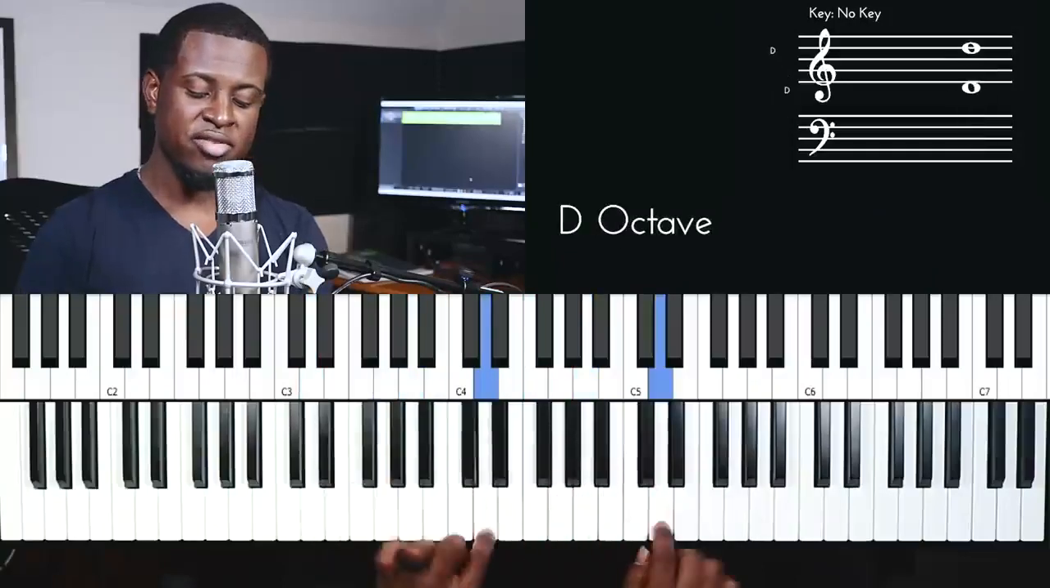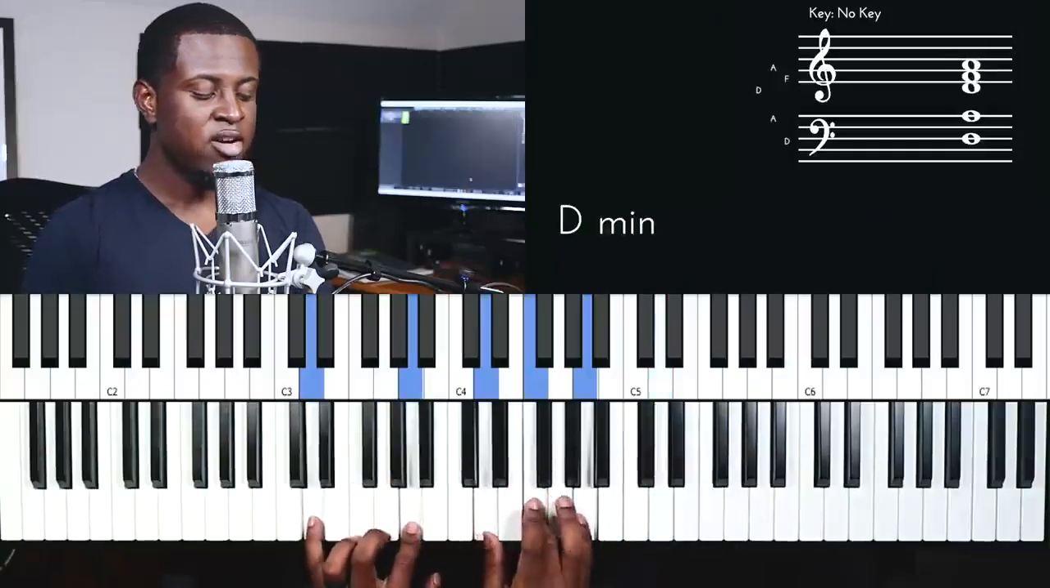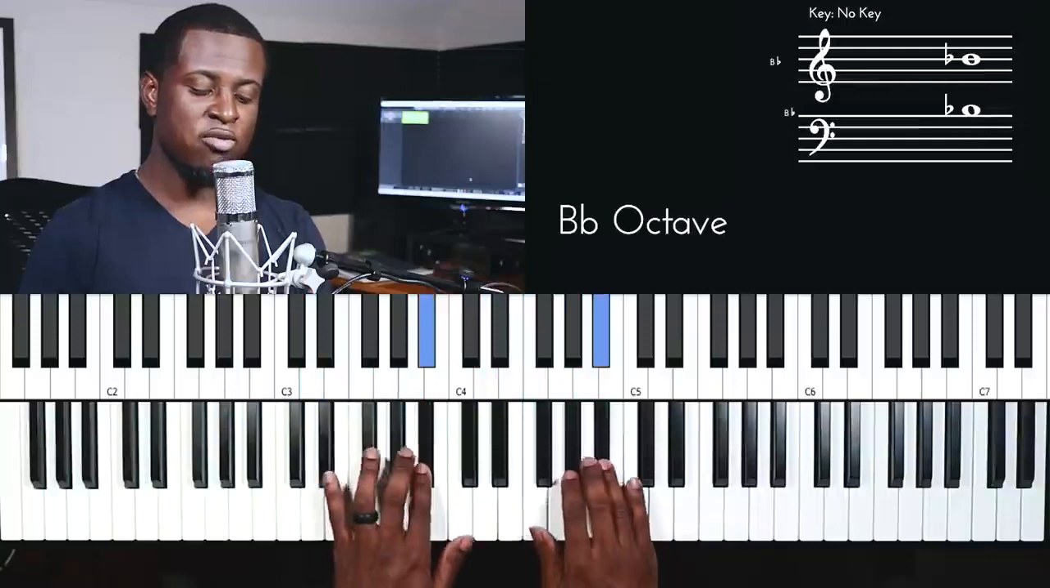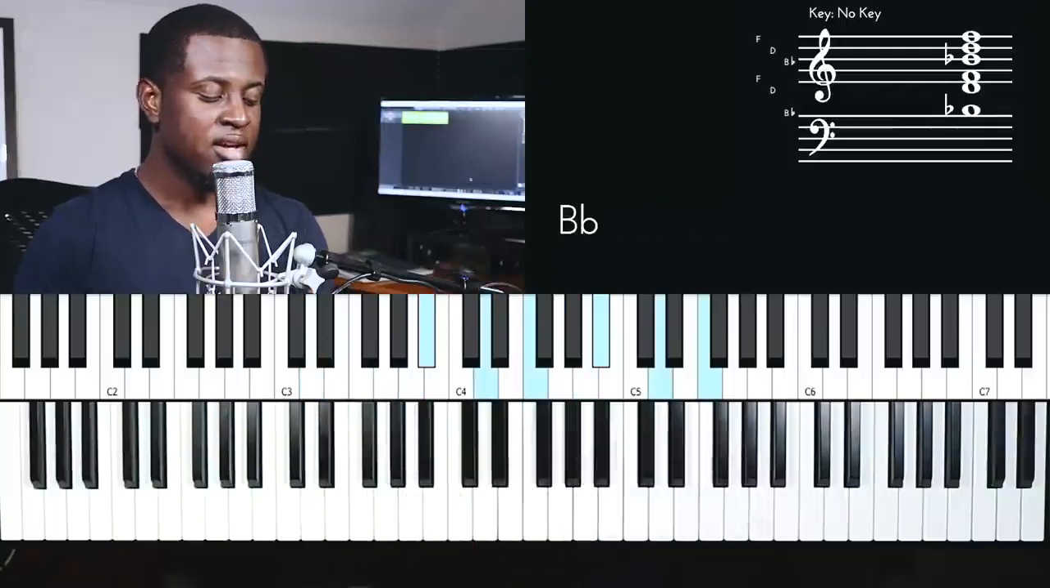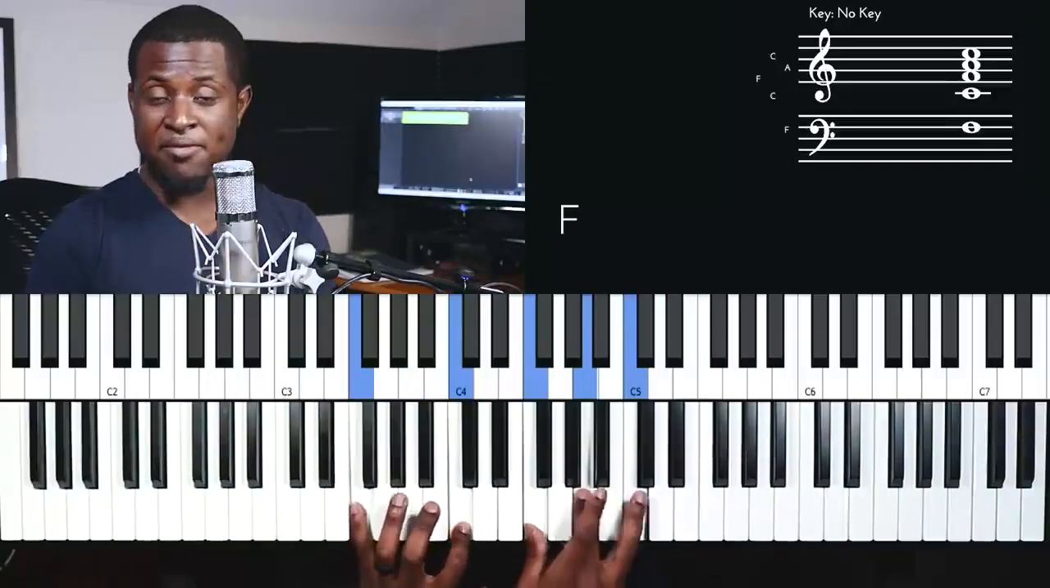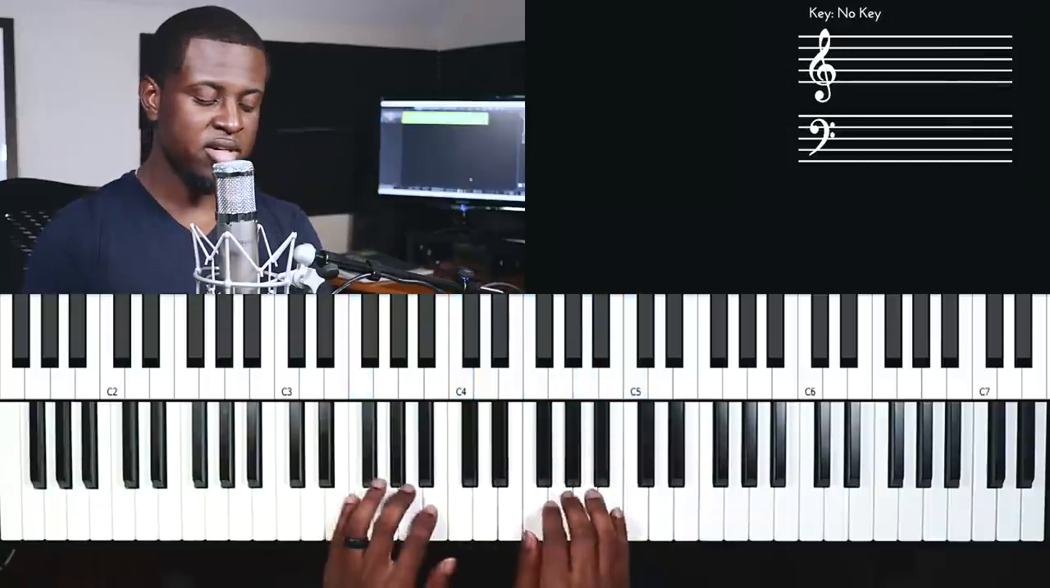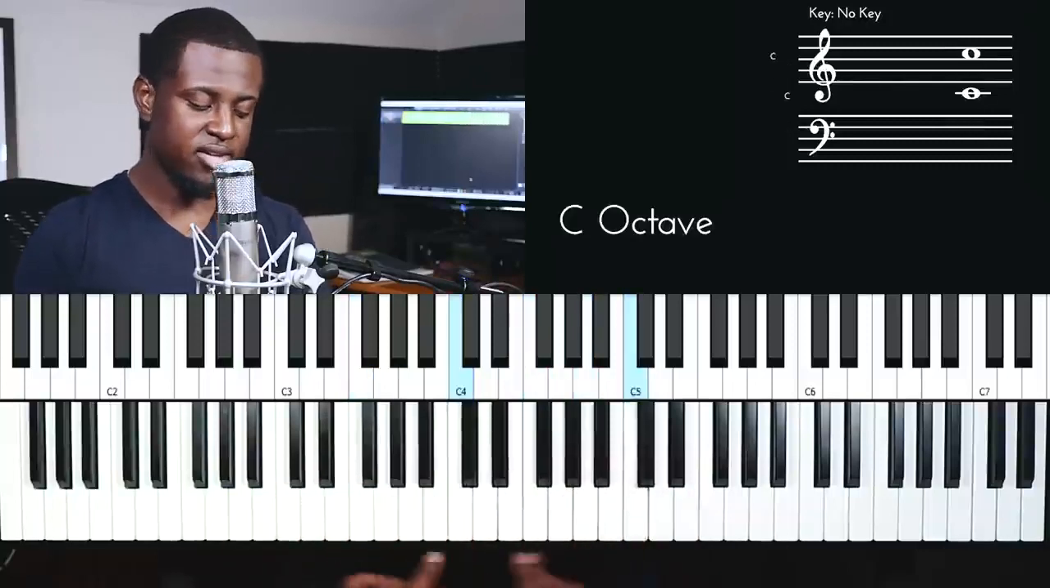1, 2, 3, 4, 5, 6. We have D, so it's D minor. 4 in F would be 1, 2, 3, 4. B flat. 1 would be F. And then 5 would be C. 1, 2, 3, 4, 5, C.